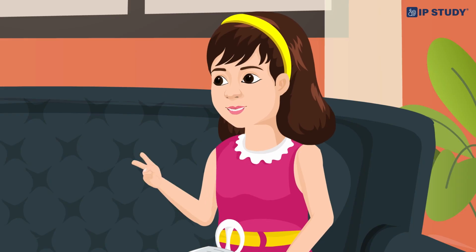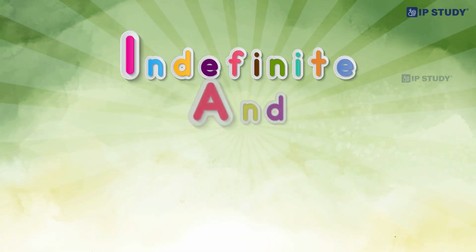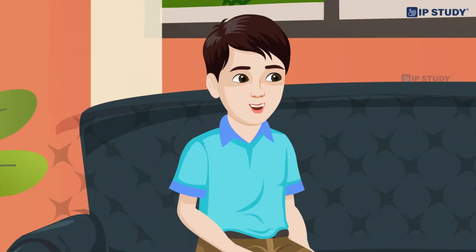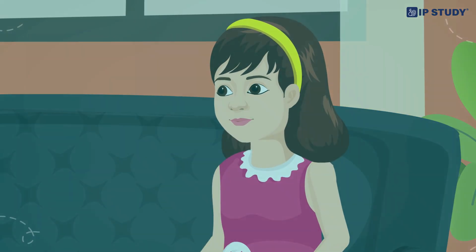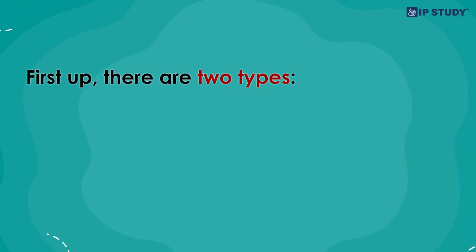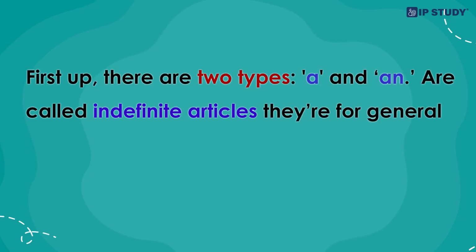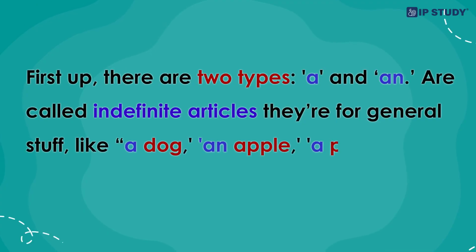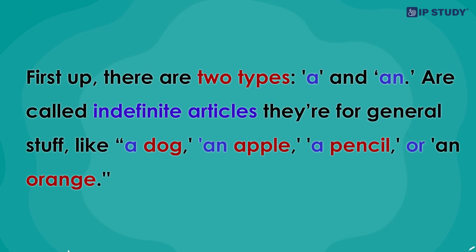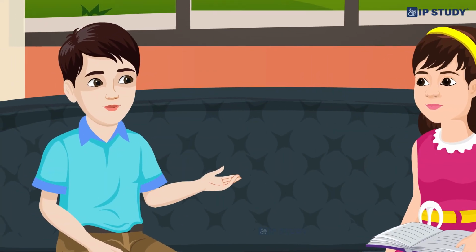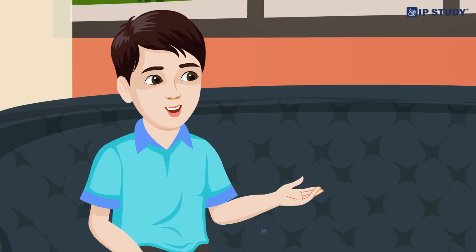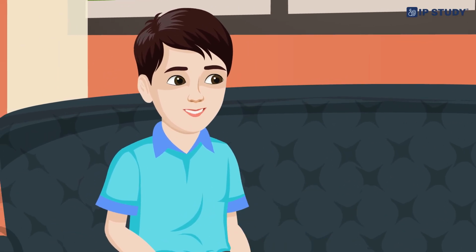There are two types of articles, indefinite and definite. So, what are indefinite articles? Alright. A and an are called indefinite articles. They are for general stuff like a dog, an apple, a pencil, or an orange. Got it. A and an are indefinite articles. Give me some more examples.